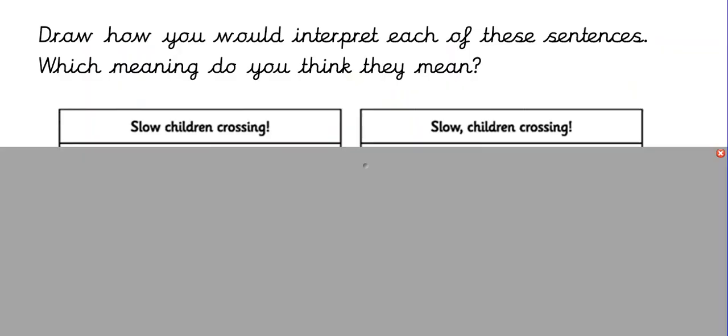Have a look at these two sentences. I'd like you to draw how you would interpret each of them. So we've got slow children crossing and we've got slow, children crossing. Pause the video and have a go at drawing the meanings of each of these sentences. Don't worry about making your drawing really elaborate, really detailed. You could draw stickmen if you want. Just have a go at interpreting these sentences. Pause the video now and have a go.